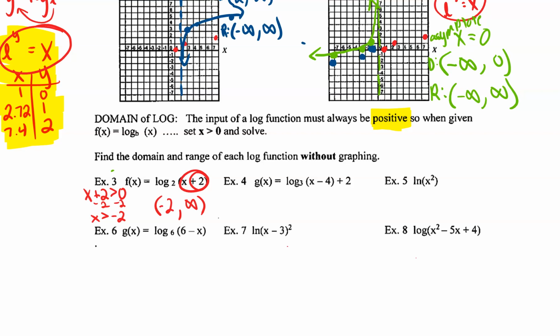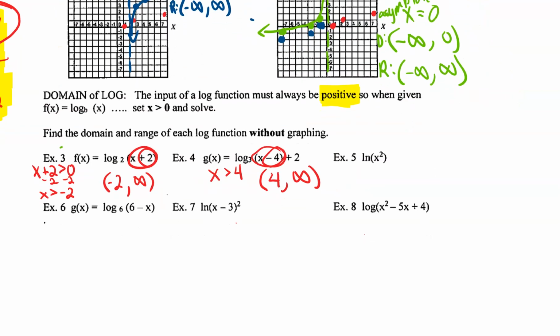Next one, same thing. We only care about these numbers though. We don't care about the number on the end. So this one's going to be x minus 4 is greater than 0. Add 4 to both sides. X has to be greater than 4, which could also be written as 4 to infinity. So it's just the opposite of the number that's inside the parentheses.